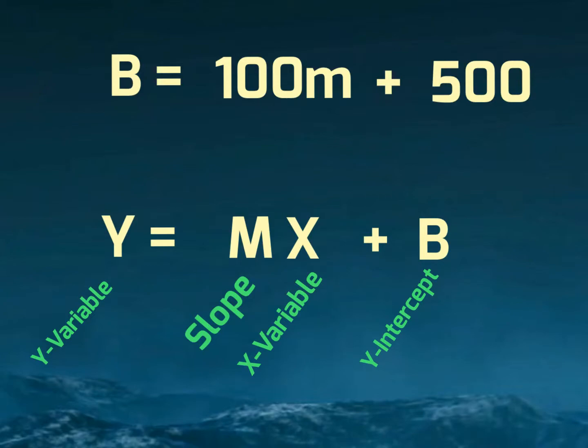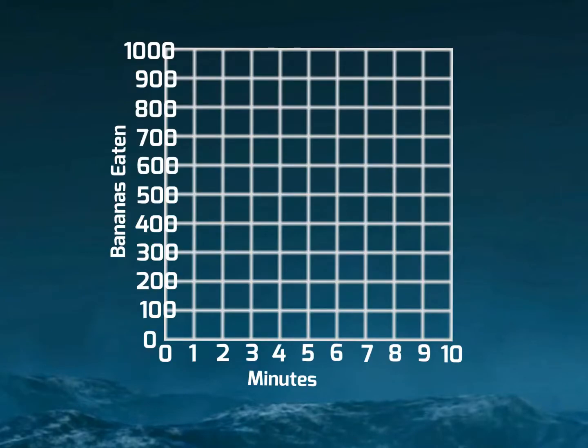We have repetitive adding of 100, and multiplication allows us to do this repetitive adding quickly. So that is why we take the slope number of 100 and multiply it by the number of minutes. And then we add this to what you would have already eaten, 500, the y-intercept or starting number. The graph would look like this. It starts at 500 and goes up by 100 each minute, which would produce a line. That's why we call it linear.